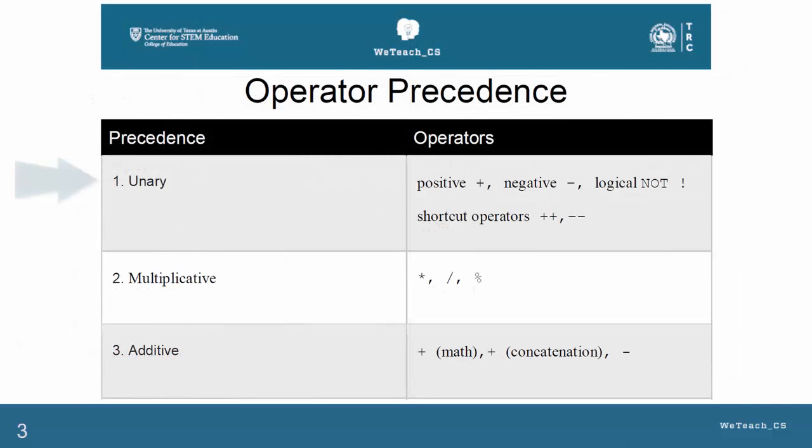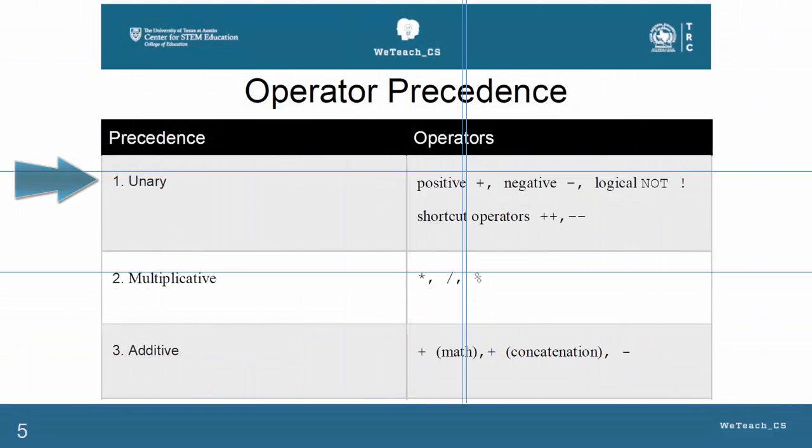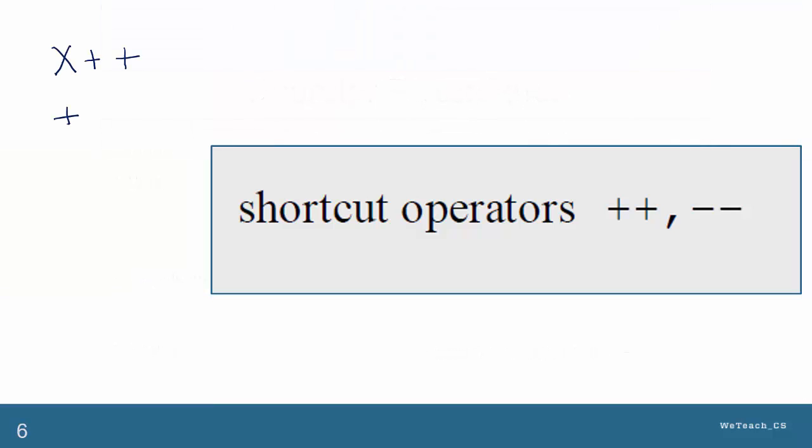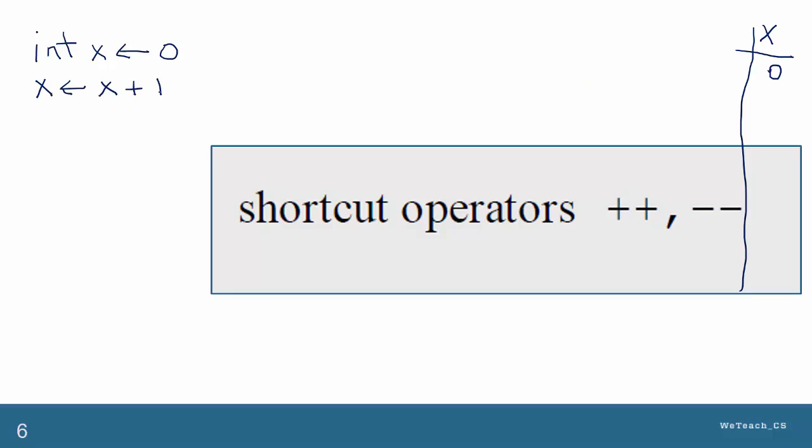Now let's go back to the first group, the unary group, and look carefully at the shortcut operators, the plus and minus. These are quite common in many languages and offer a quicker way to change the value of a variable. Let's look carefully at how they work. In many programming processes, variables are changed by a value of 1. For example, if we have a variable called x with a beginning value of 0 and need to change the value by adding 1, you would use this expression: x gets x plus 1.